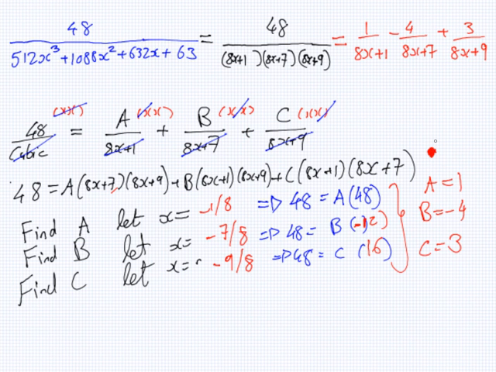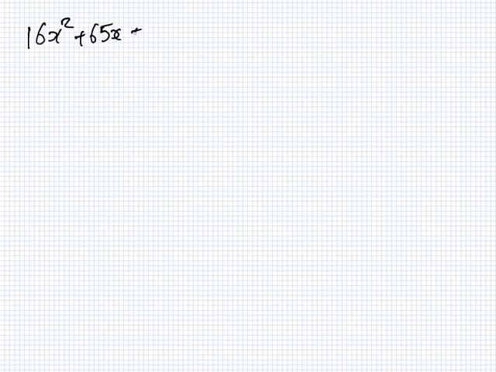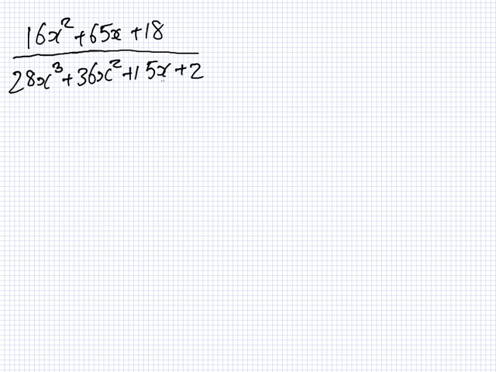Okay, so let's have a look now at a quadratic but with one of the factors repeated. Sorry, cubic with a factor repeated. So let's have a look at h. So h here is 16x squared plus 65x plus 18 all over 28x cubed plus 36x squared plus 15x plus 2.